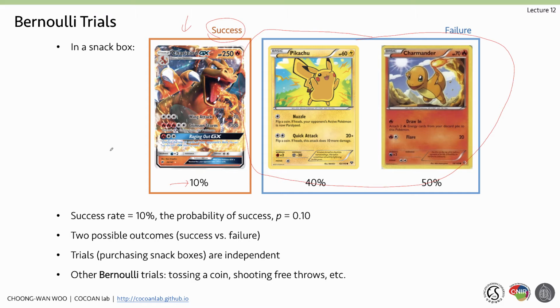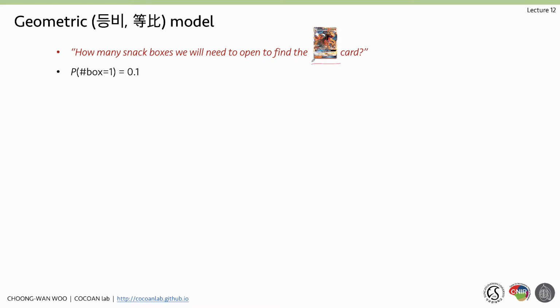So these types of things are Bernoulli trials, and there are other Bernoulli trials like tossing a coin and shooting free throws. There is a success and failure, two binary categories, and a probability. Each trial is independent of other trials. So there is a geometric model. In Korean, it's 등비 model. And that's about this question: how many snack boxes will we need to open to find the success card? And we know that the probability of getting this card from one box is 0.1.